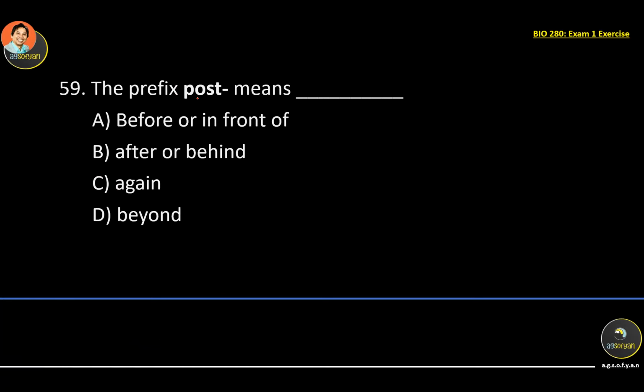The meaning of post. Post, A, B, C, or D. So post means after. Okay, after. So we have pre means before, like prehistoric, before historic, because before there is a written history, then after that is called post. After.